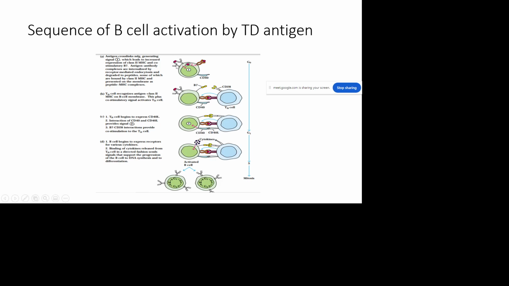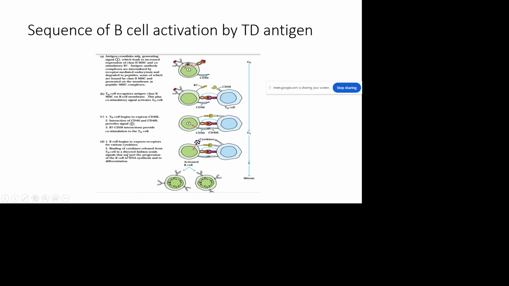First is the antigen crosslinking with the membrane immunoglobulin, and the second is the CD40 and CD40L interaction. This will give you signal 2. So these two signals and this B7 and CD28 interaction will give you the co-stimulatory signal. After all of the signaling, the B cell will begin to express the receptors for various cytokines, and the helper T cell will start releasing the cytokines.